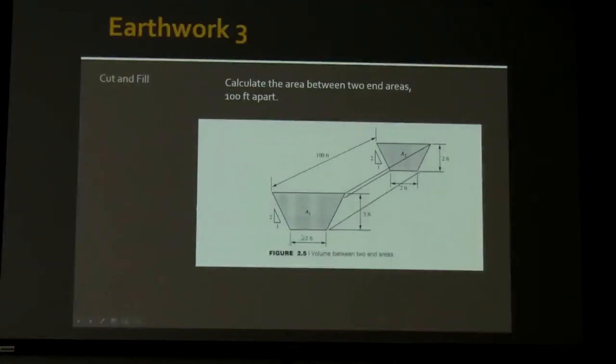In this particular case, we have the bottom is 2 feet, the height is 3 feet. At this end, the width is 2 feet, and the height is 2 feet as well. They give us what the angles are, so that if we need to, we can calculate the length of this side. Again, it's 100 feet long.